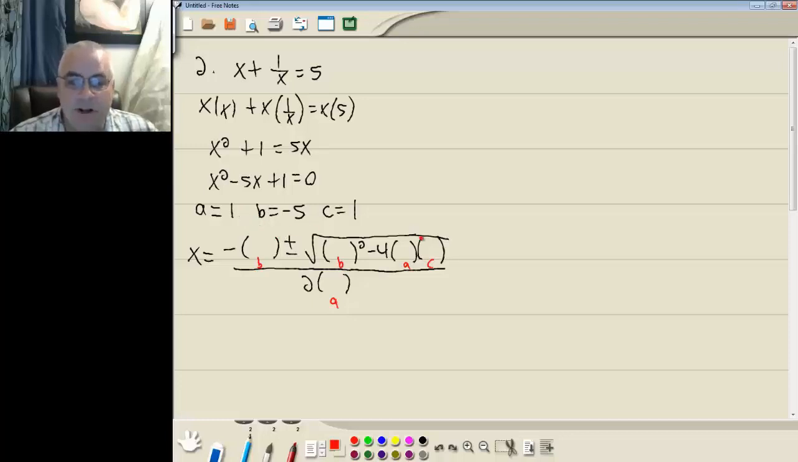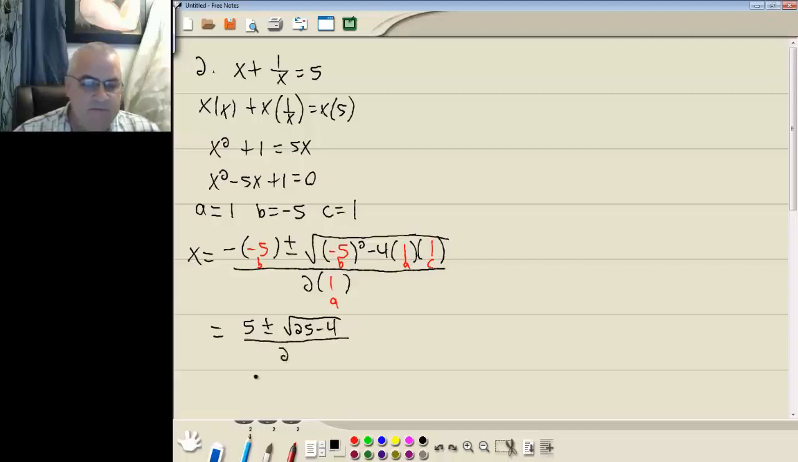Okay, well, we said a was 1, so everywhere we had an a, we'll put in 1. We said b was negative 5, so everywhere we have b, we'll put in negative 5. And we said c was 1, so wherever we have a c, we'll put in 1. Well, negative negative gives us a positive 5, plus or minus negative 5 squared is 25, minus 4 times 1 is 4, all over 2. Which gives us 5 plus or minus 25 minus 4 is 21 over 2.